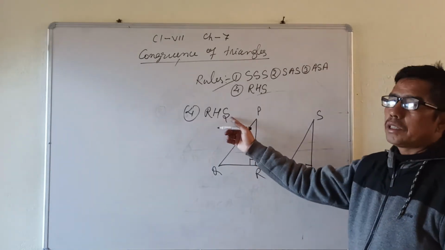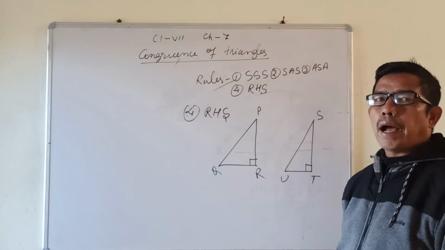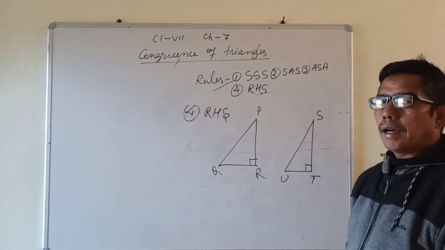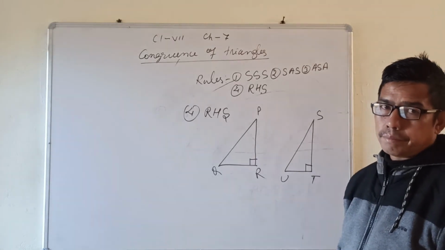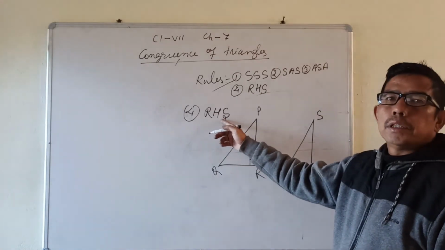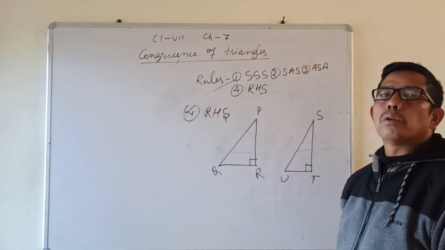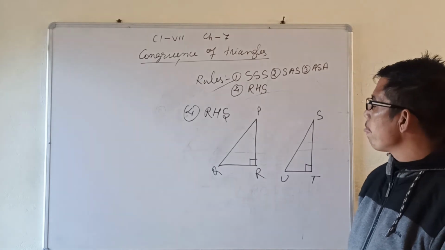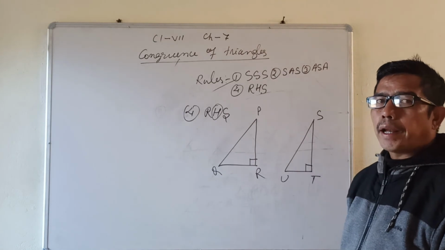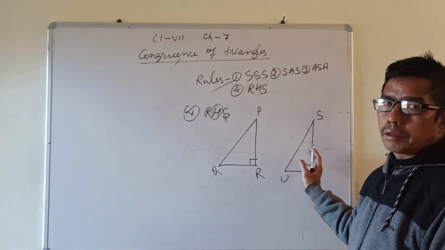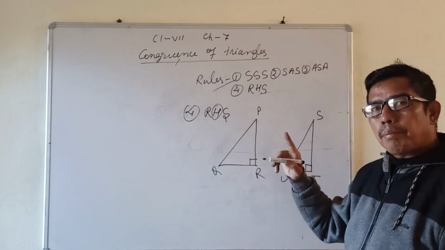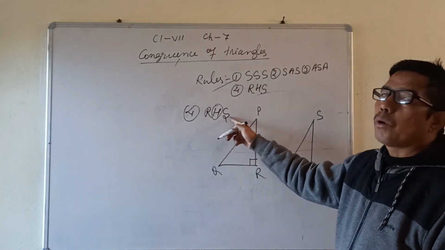The last rule is applicable only for right angle triangles. Means it can be applied in a triangle where there is a right angle. And by this rule, two triangles will be congruent if the hypotenuses of the two triangles are equal, and out of the remaining two sides other than the hypotenuse, one more pair of equal sides should be there.